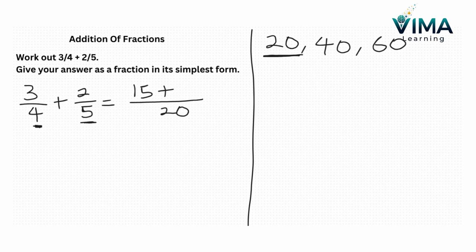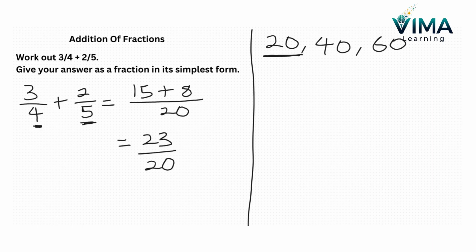So 20 divided by 5 gives us 4. We now use that 4 to multiply the numerator of the fraction. So 4 times 2 gives us 8. So you write your 8 here. So adding up the numbers at the top, 15 plus 8 gives us 23. So we have 23 over 20.